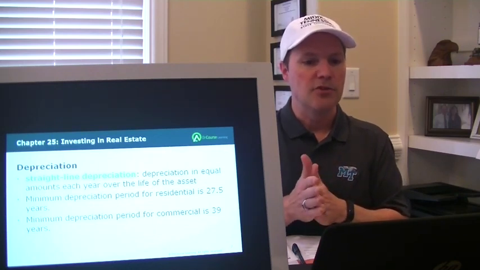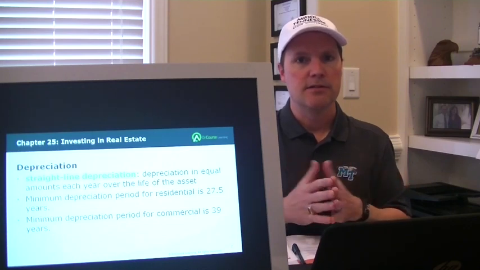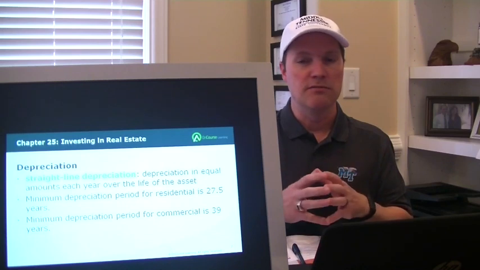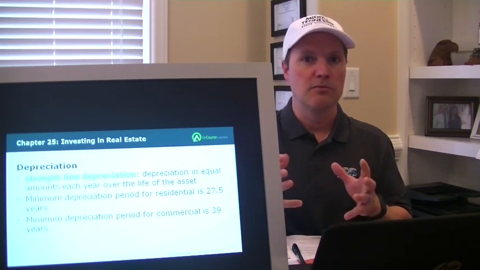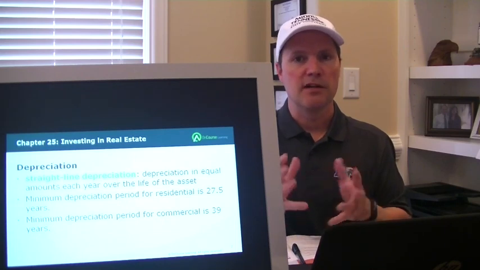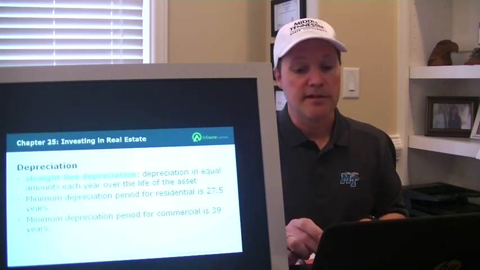And then for commercial, it's 39 years. So usually commercial is built with brick and mortar, steel, everything else. So it's usually a little bit more well-built building instead of just a regular house. So they give it 39 years.